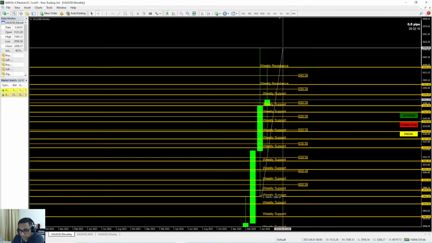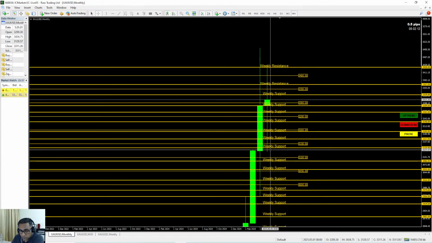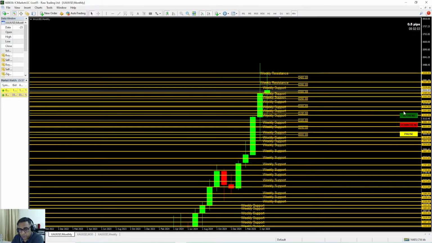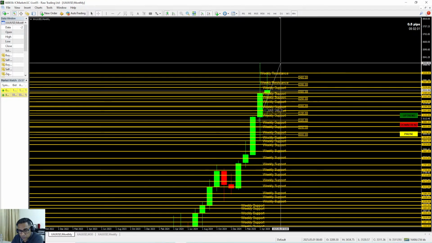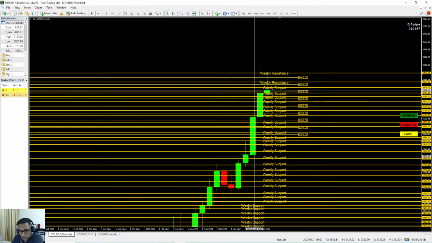That's a 5,400 pip candle. So is this one less, 2,700? Yeah, 5,400, and how much is this? Yeah, that's a lot of bullish volume.